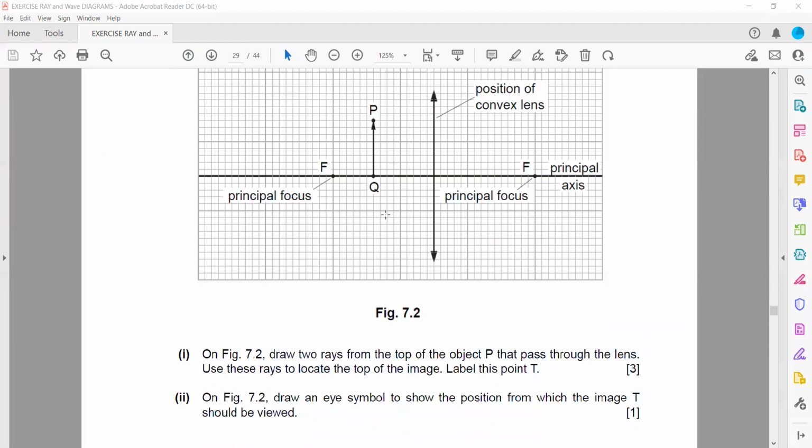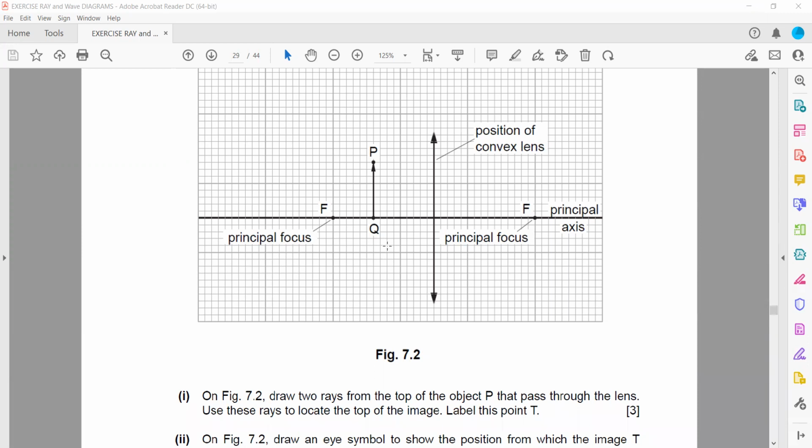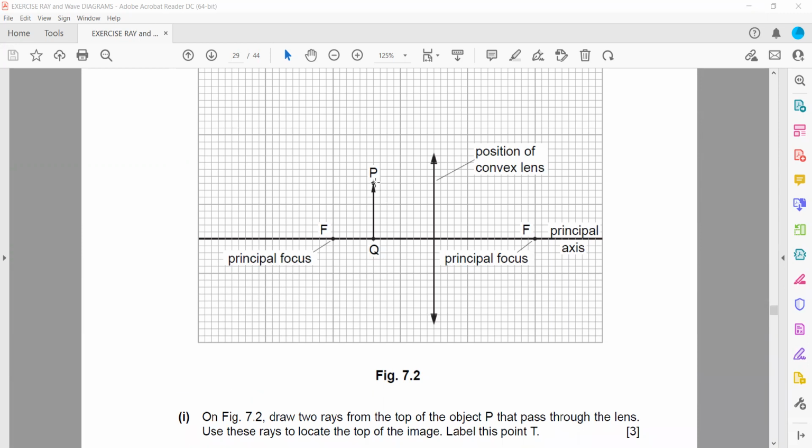Label. On the figure, draw two rays from the top of the object, and use these rays to locate the top of the image and label this point as T. So first, the parallel light ray. The parallel ray will pass through the focus. One through the optical center will pass straight. These two light rays never meet.